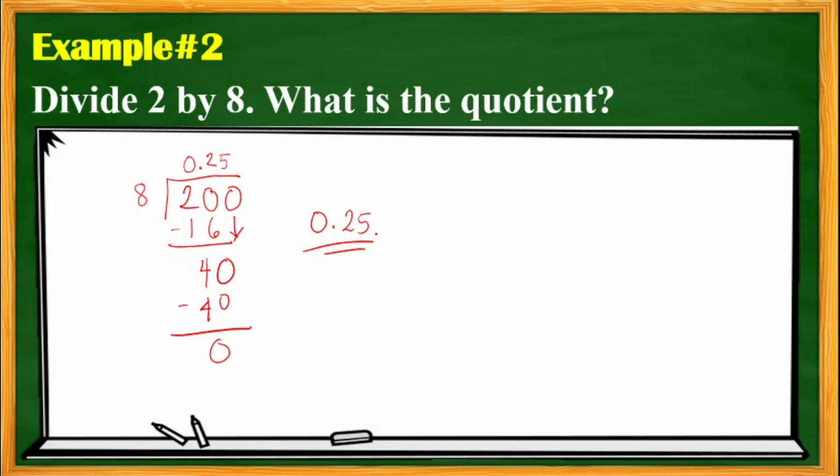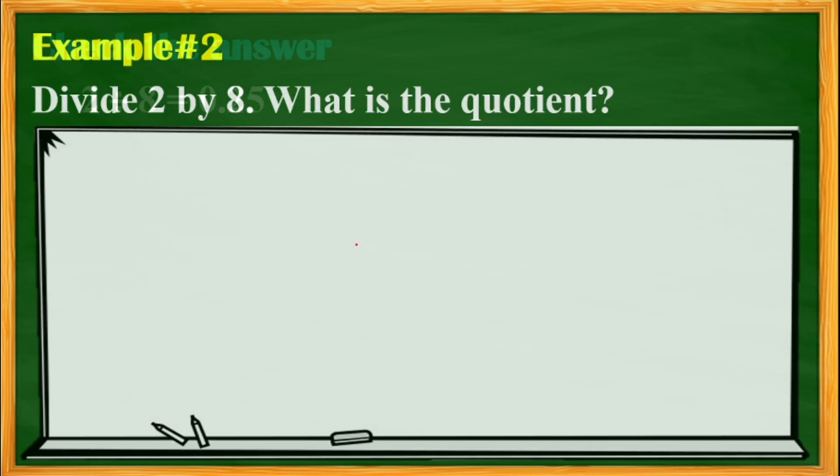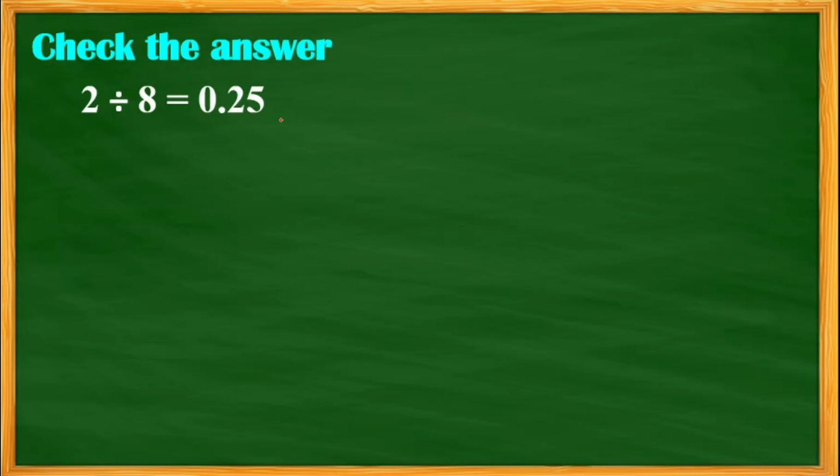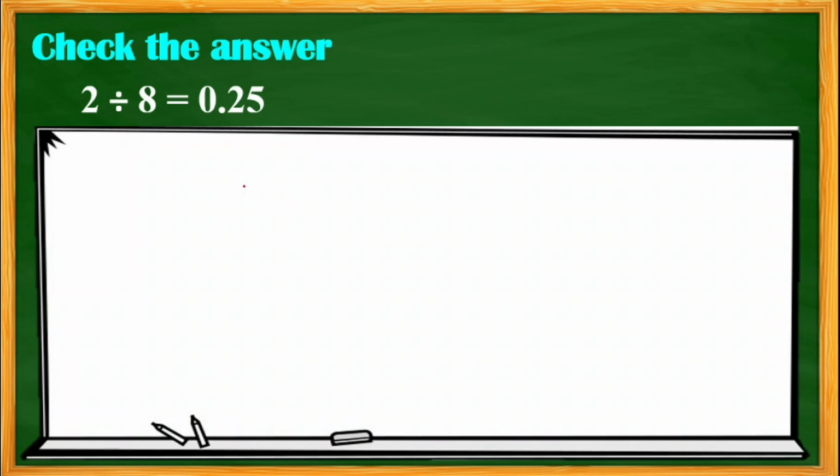Okay, so let's check if the answer is correct. The answer is 25 hundredths. To check our answer, we're going to multiply 25 hundredths by 8. So 8 times 5, the answer is 40. Regroup 4. 8 times 2, the answer is 16, plus 4, we have 20. Regroup 2. And then 8 times 0, the answer is 0, plus 2, we have 2.